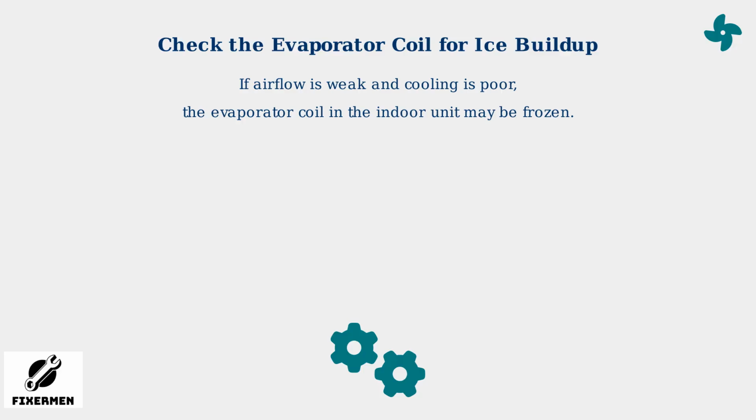To fix frozen ice buildup, first turn off the air conditioner. Then, set the fan to on to circulate air and help melt the ice naturally. Important warning: never continue running the air conditioner with a frozen evaporator coil, as this can severely damage the compressor. Once the ice melts, fix the underlying issue by replacing the air filter or consulting a technician for refrigerant problems.